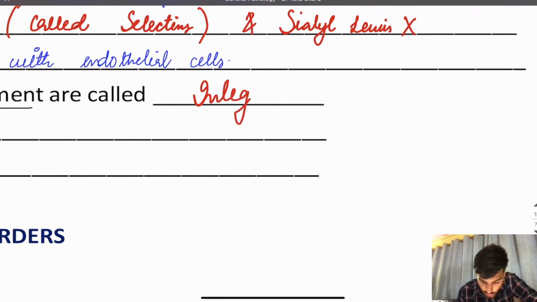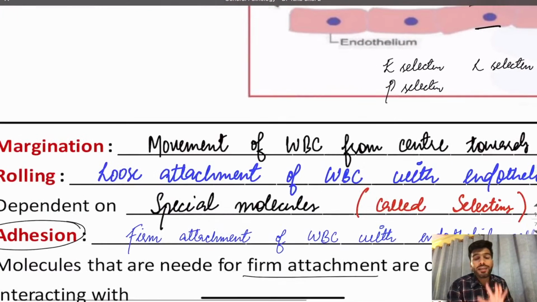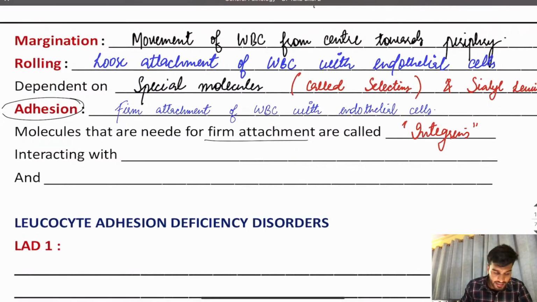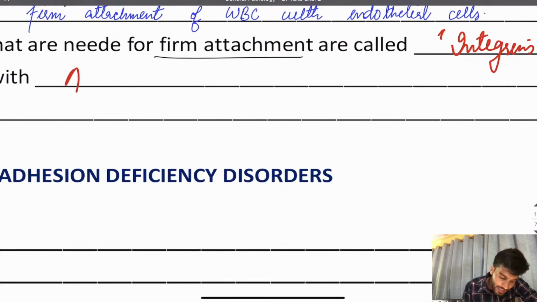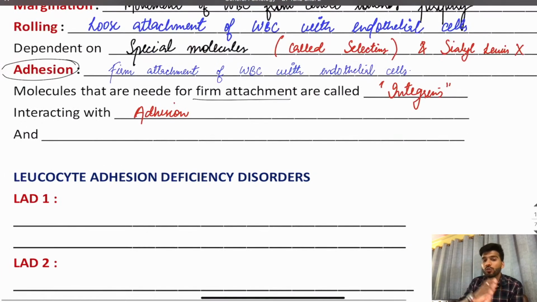What do we call them, guys? Integrins. So remember, the molecules used in rolling are selectins. The molecules for adhesion, guys, are integrins. And these integrins will interact with molecules called adhesion molecules.